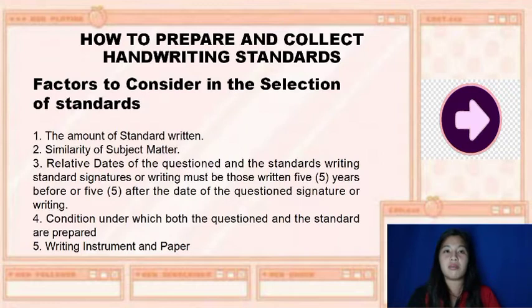Second is the similarity of subject matter. Third is relative dates of the questioned and the standard writing. Standard signature or writing must be those written 5 years before or 5 years after the date of the questioned signature or writing. Fourth is the condition under which both the questioned and the standard are prepared. Fifth is the writing instrument and papers.